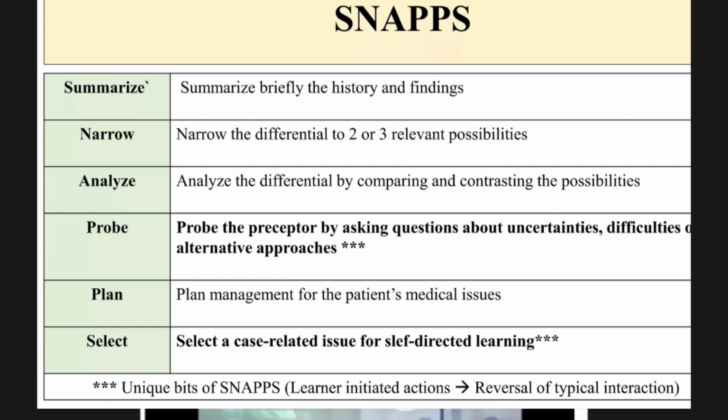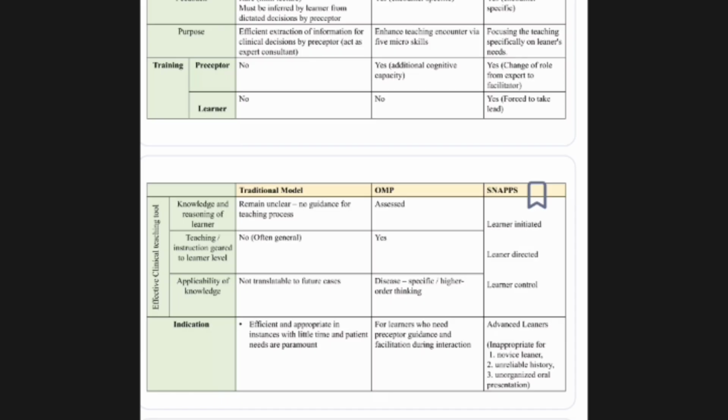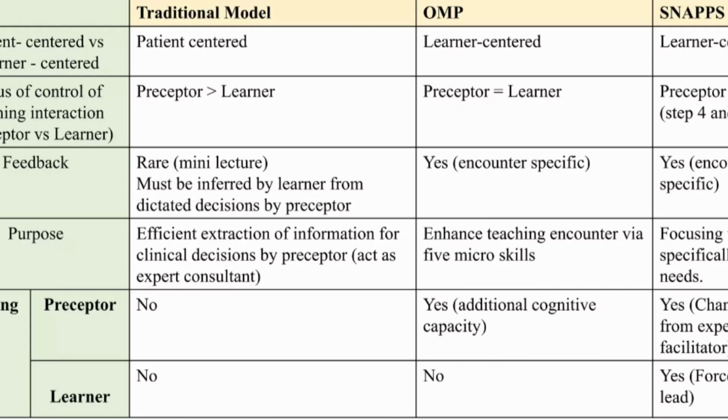Unique bits of SNAPPS: learner initiated actions and reversal of typical interactions. 1 minute preceptor is learner centered, as is SNAPPS. The role of preceptor and learner are equally important in 1 minute preceptor, but in SNAPPS, the preceptor has less responsibility than the learner, except for the 4th and 6th step.